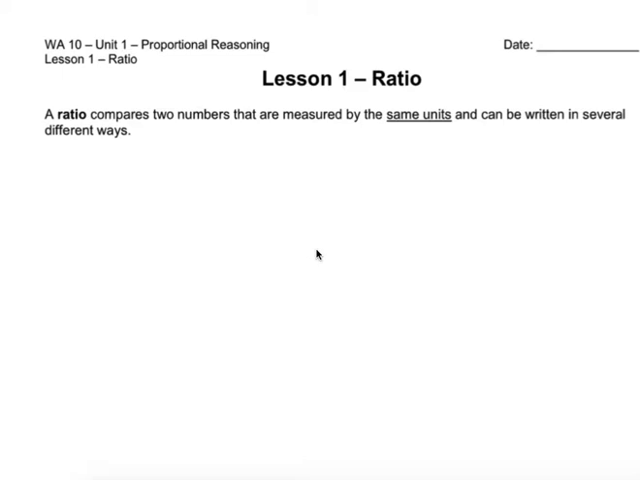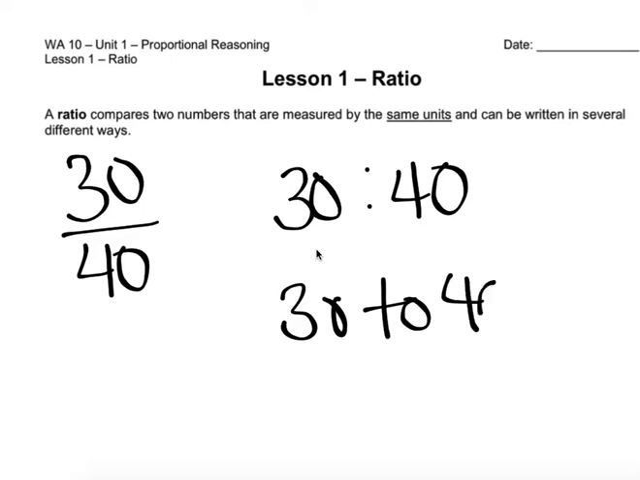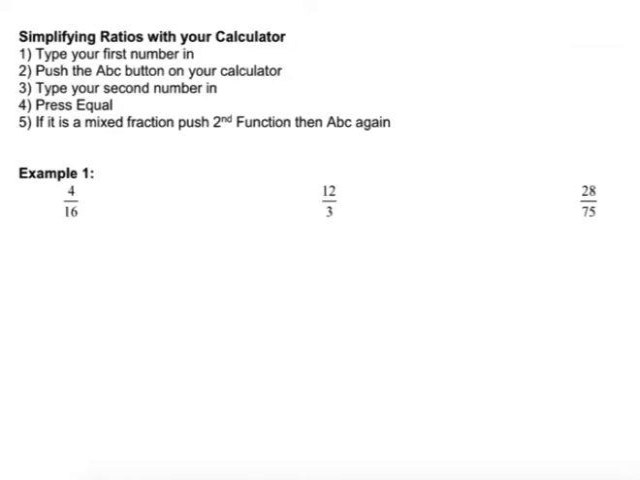So if I had my fraction here, I can write 30 over 40. I can write it as 30 semicolon 40, and I can also write it as 30 to 40. All three ways are correct. All three ways represent the exact same ratio. We can also do ratios mathematically or with a calculator. I'm going to show you both ways because both ways are correct.